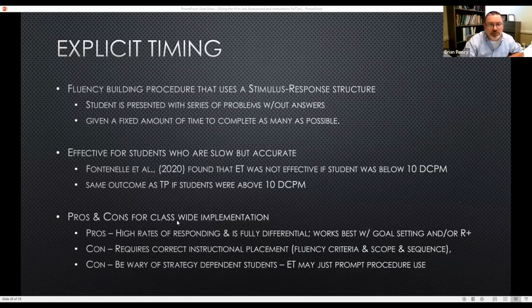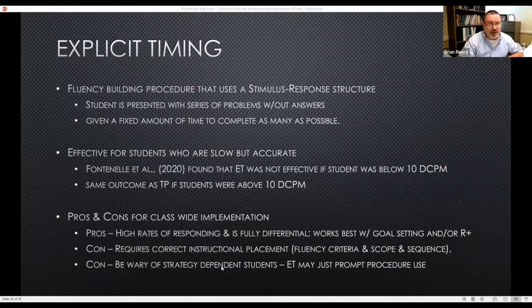Okay, so pros and cons. Class-wide implementation, high rates of responding, it's fully differential, works best with goal setting and reinforcement. Cons: requires correct instructional placement. And again, timed tests can be used incorrectly. And then the last thing, be wary of strategy dependent students. Explicit timing may just prompt procedure use.